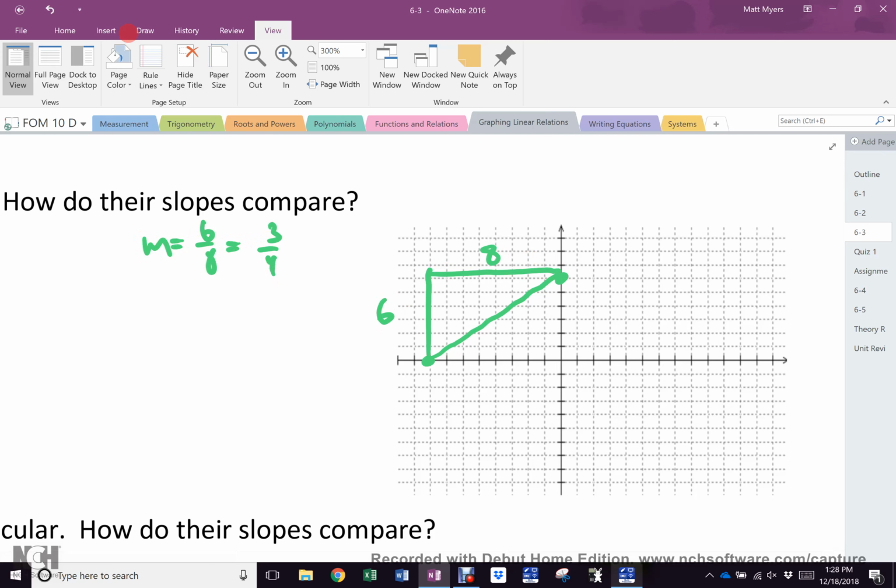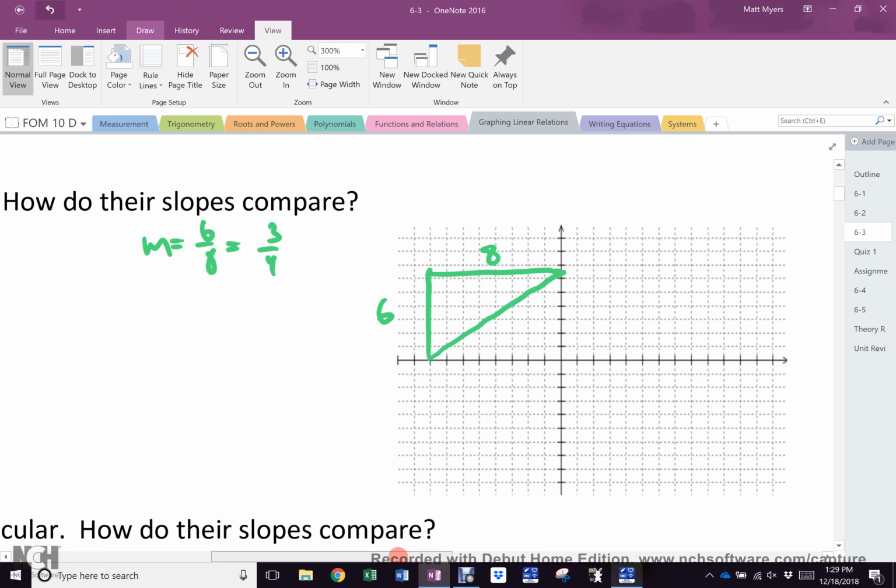What do I know about this new line? What will its slope be? 6 and 8, which would be 3/4, yes? Now, will this original green line continue? Yes. Will this second green line continue? Yeah. Will they ever touch? No. They will never touch, so therefore they are what? Parallel. They are parallel. What do we know about the slopes? The slopes are the same.